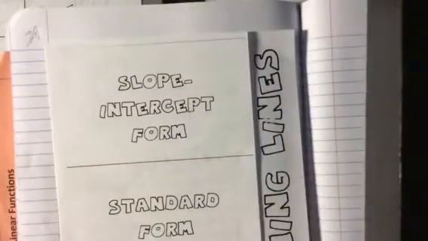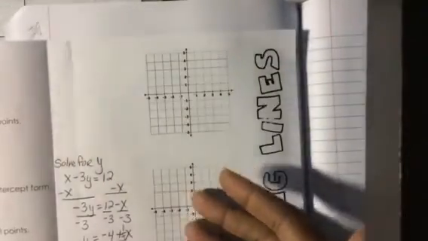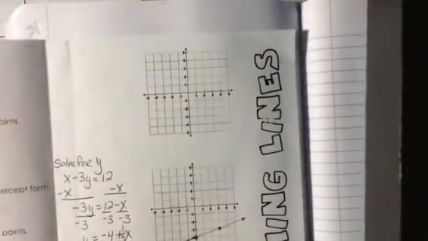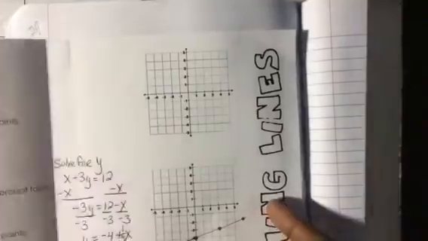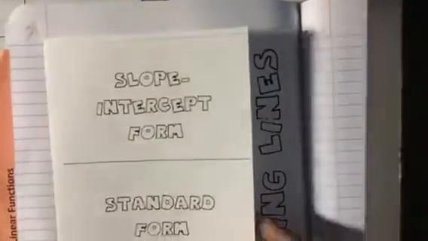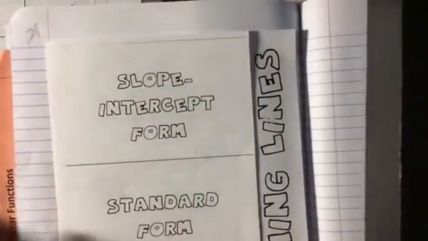This is your slope intercept form, standard form, and horizontal and vertical. This is the sheet we did on finding the y-intercept first, plugging in the additional points from each one of those situations, graphing lines.